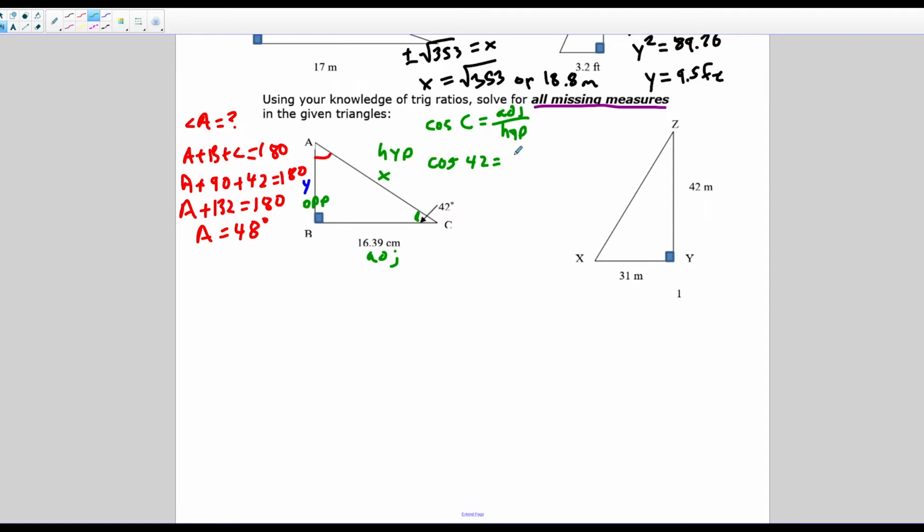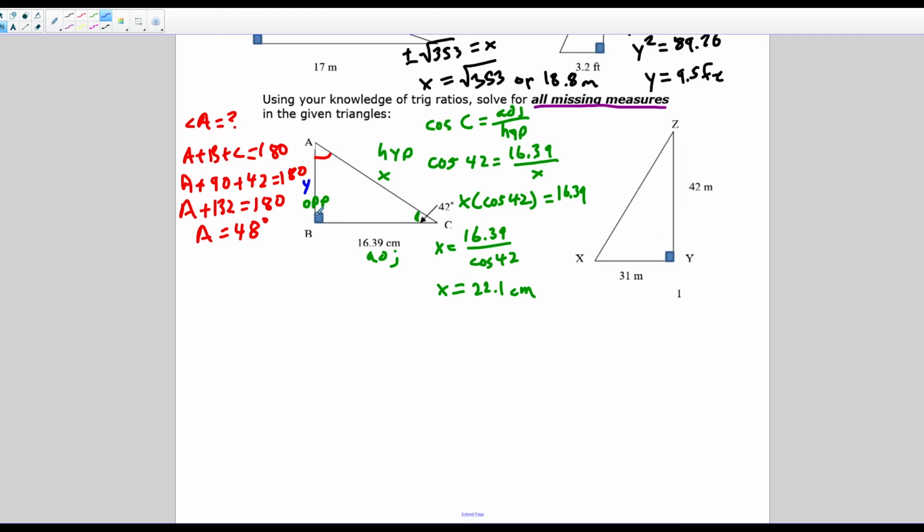So cos of 42 is equal to 16.39 divided by x. To get x by itself, I'm going to multiply x onto both sides. So that means I have x times the cosine of 42 is equal to 16.39. And then dividing both sides by cosine of 42 gives me x is equal to 16.39 divided by cosine of 42. I'm plugging that into my calculator. I end up getting about 22.1 centimeters.